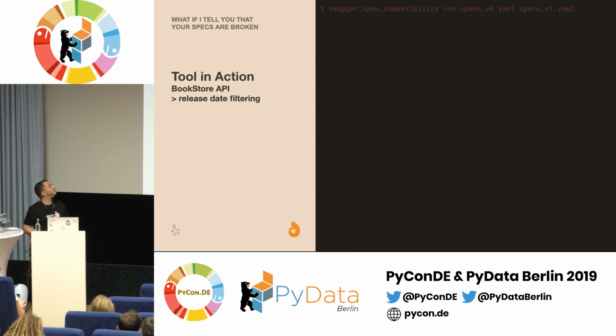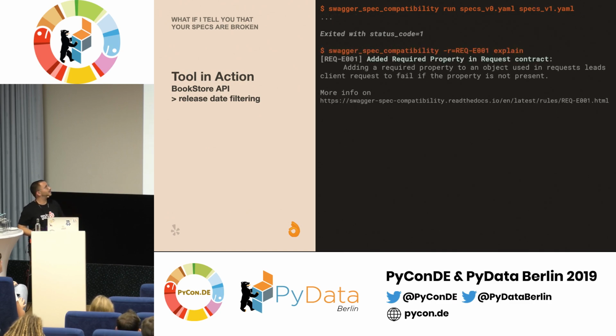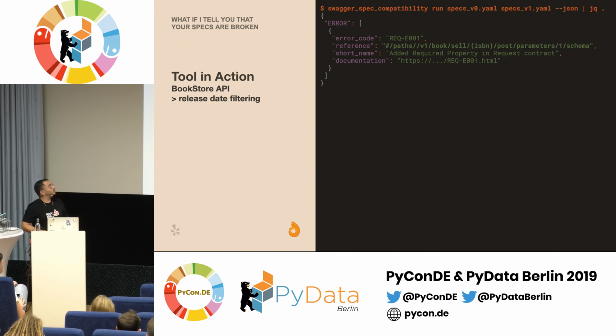So let's try to run the tool. We run the tool, and the tool tells us, oops, actually there is an error report. We added some required properties on the request contract, and this is weird. So we try to get some more information thanks to the explain command, and we get detailed information and a link to a web page that provides us with mitigation strategies. If we read the report more carefully, you see that on the reference up there, there is a reference to the sell endpoint, and it wasn't the search endpoint, the one that we modified.